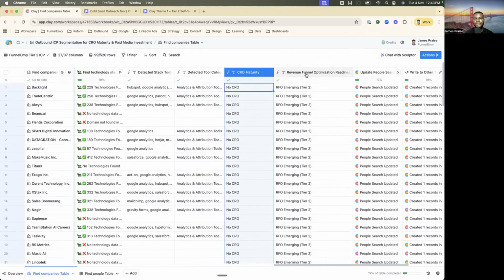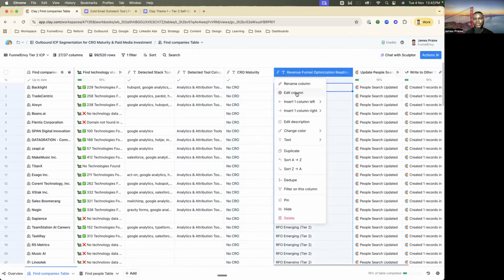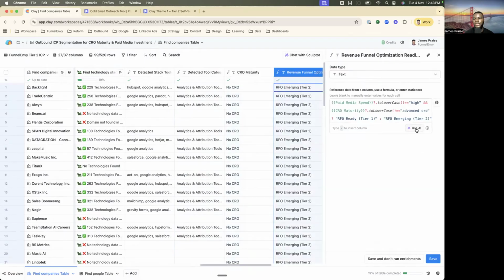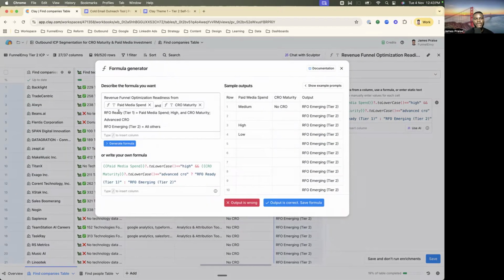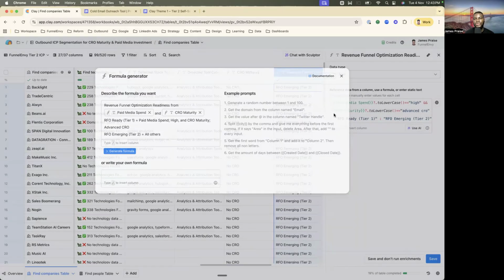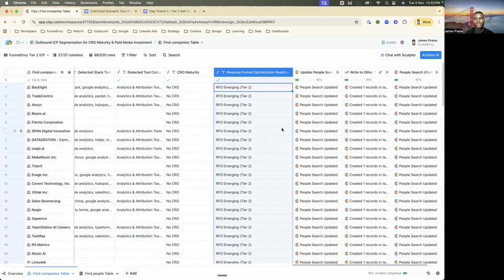There's also an additional criteria I was able to determine with this data, and that's their paid media spend. Based on their paid media spend and their CRO maturity as well, I was able to come up with whether they were ready for CRO services. So that's tier 1, where the paid media spend is high and their CRO maturity is also advanced. So they're tier 1 in terms of this offer that I had for them. And anything else aside from that is tier 2. But I was particularly interested in tier 2 for the campaign I was going to run.